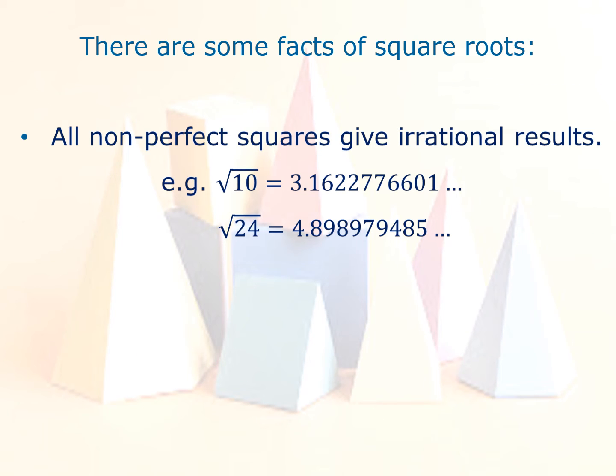And the fourth one: all non-perfect squares give irrational results. So if the number inside the radical is not a perfect square, then the result is an irrational number. So the square root of 10 equals 3.1622 and so on and so forth. And the square root of 24 is equal to 4.8989 and so on and so forth. 10 is a non-perfect square. 24 is a non-perfect square. So if we get the square root of it, it gives an irrational result. And the square root of 0 equals 0. Those are some facts about square roots.